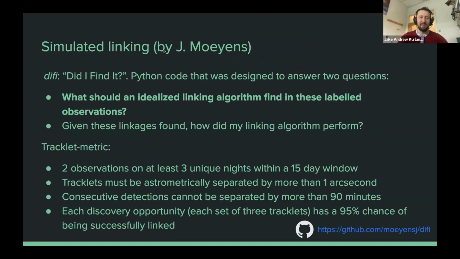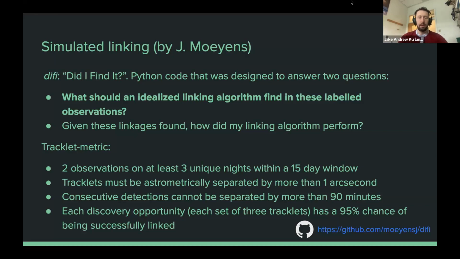All right, now let's get into the simulated linking. Simulated linking was done with a program called Diffie, which stands for Did I Find It? Written by Joachim Moeyens. It's a piece of Python code that is used for linking surveys to answer two main questions about efficiency. First, what should you be able to find given labeled observations, given truth information about a survey, which we have in this simulated case. And second, given a set of linkages that are found, how well did your linking algorithm perform?